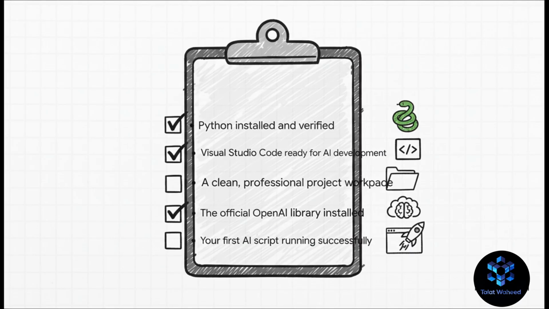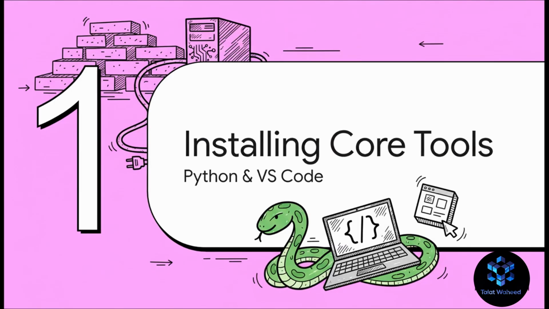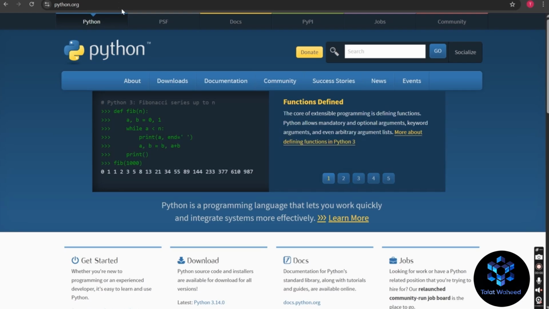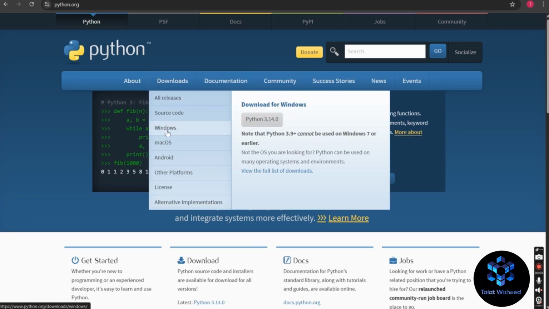Every great build, whether it's a house or an app, starts with a solid foundation, right? So for us, that means getting two essential tools installed: Python, which is kind of the official language of AI, and Visual Studio Code, which will be our workshop for writing code. Okay, first things first, head over to python.org, open python.org in your browser.